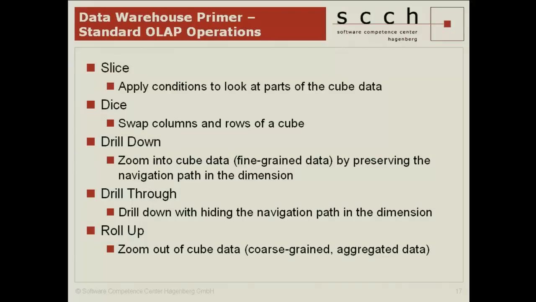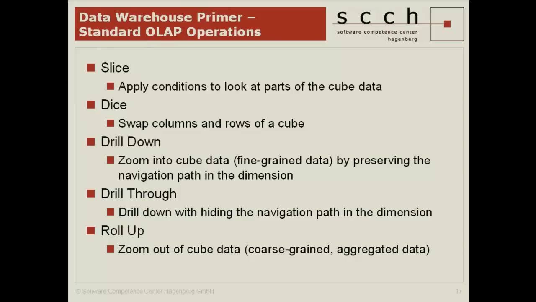So if you're only interested in one dimension, for instance, I'm only interested in how many products have been sold to a particular state, it's usually a slice operation on a cube which has more dimensions. Dice is pretty much swapping the columns and the rows if you want to swap the visualization.